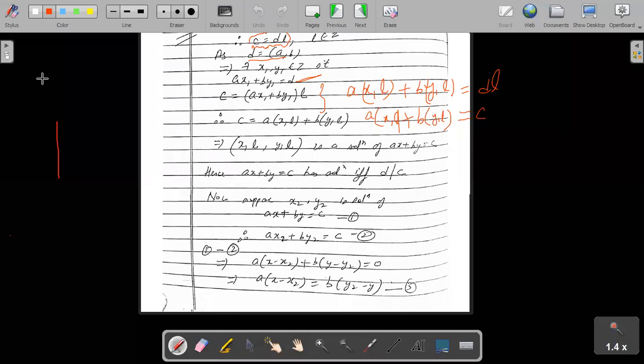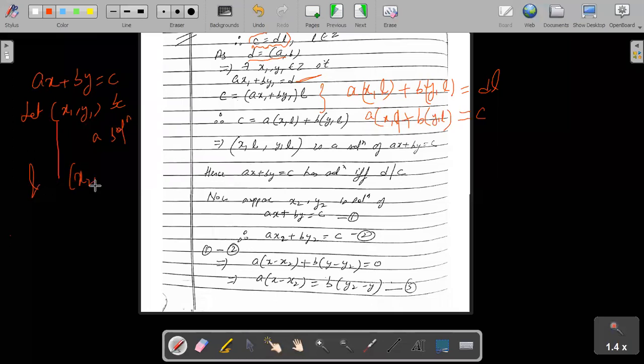So now you see the given equation is ax plus by is equal to c. Let x1 y1 be any solution, a particular solution, one solution, right? And let x2 y2 be any other solution. Since x2 y2 is another solution, it will satisfy the equation. So therefore a into x2 plus b into y2 is equal to c. So you see this is equation number 2.